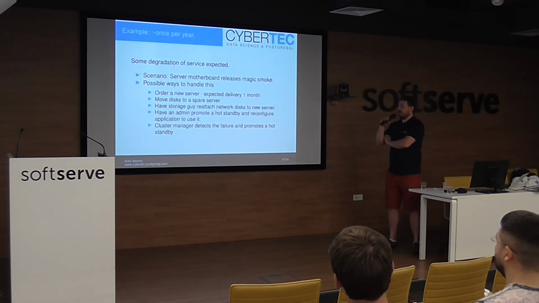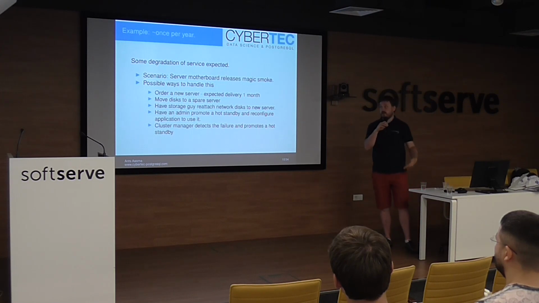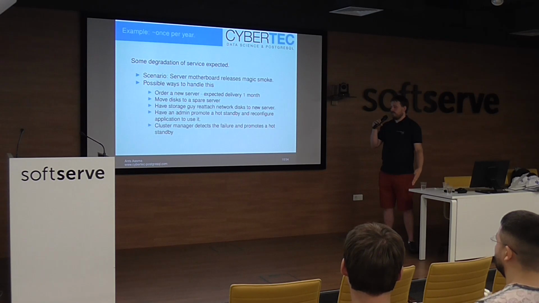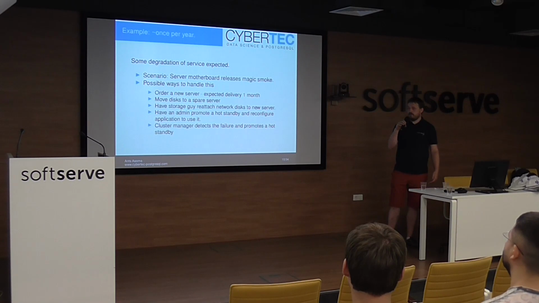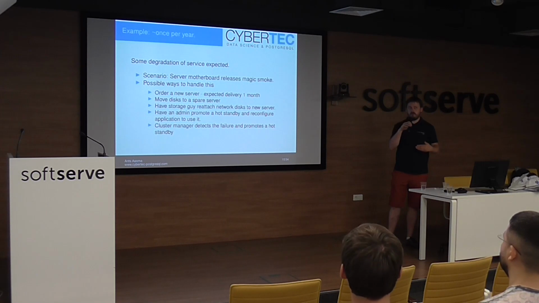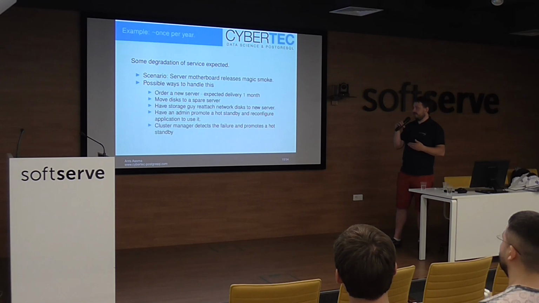So more of the things that can happen like once a year or thereabouts. And for those cases, you may find it acceptable that your service is slightly degraded. For example, if your server goes up in flames, then you can accept different levels of degradation depending on what is your response to the fact that the server is not there anymore. So if you order a new one, it will not arrive in 1 month. So 1 month downtime, probably not okay for most systems.